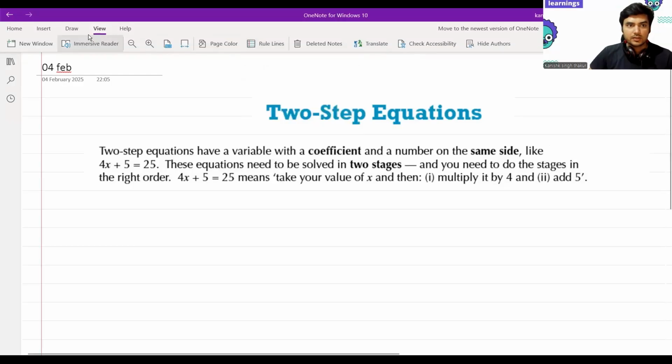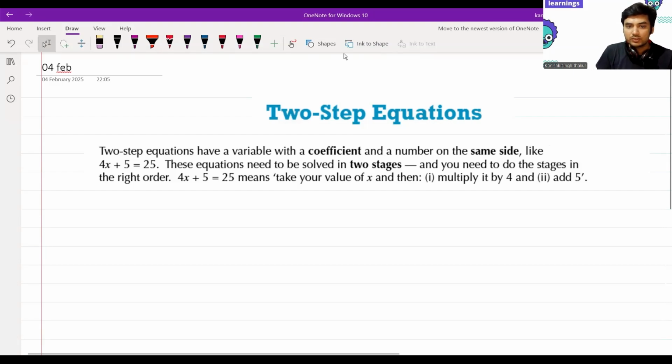Hi everyone. In this video, we'll be learning how to solve two-step equations. Two-step equations have a variable with a coefficient and a number on the same side, like this: 4x plus 5 is equal to 25. These equations need to be solved in two stages. What it means is that they contain addition and they also contain multiplication.